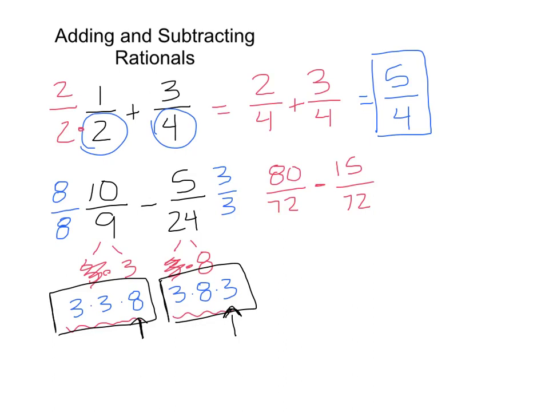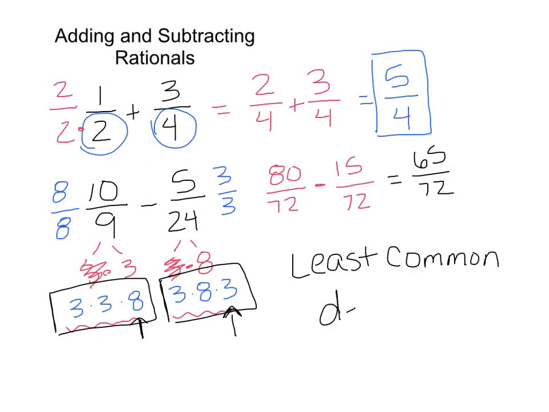Now let's go ahead and simplify our fraction. 80 minus 15 is 65 over 72. Now we can try to simplify that a little bit further if we wanted to. You can try to think of some of the factors of 65 and the factors of 72. But because we were careful and used the least common denominator, I'm writing it all out because it's super important.